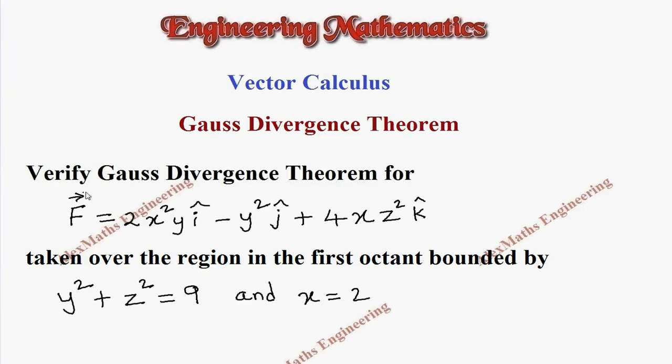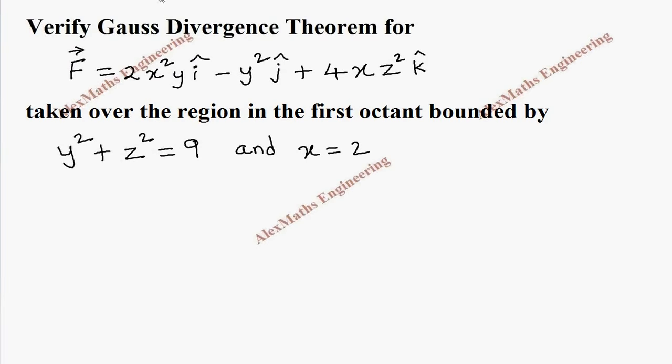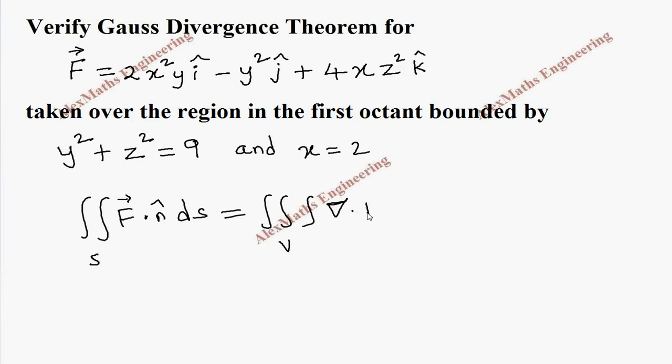In this video, we are going to verify Gauss divergence theorem for f vector, which is taking over the region in the first octant bounded by y square plus z square is equal to 9 and x is equal to 2. Now, let's write the Gauss divergence theorem, which is double integral over the surface S f vector dot n cap ds equal to triple integral over the volume V del dot f vector dv.